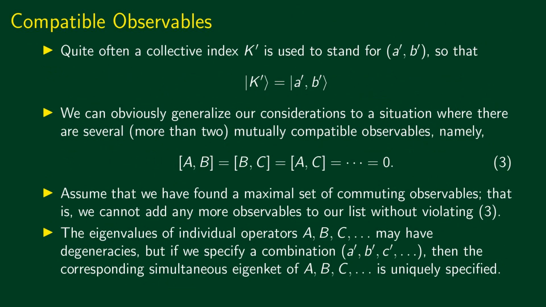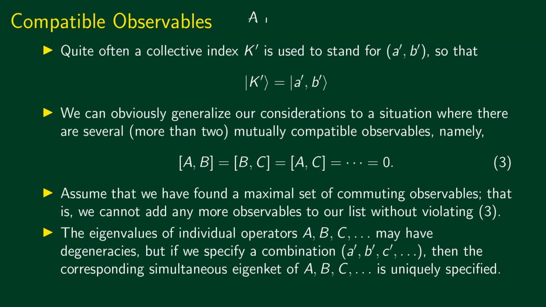Now, often a collective index K prime is used to stand for A prime B prime. So the ket A prime B prime will often be denoted as ket K prime. Now we can generalize our considerations to a situation where there are several mutually compatible observables. There could be more than two.